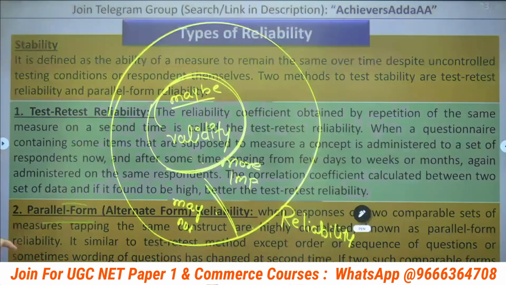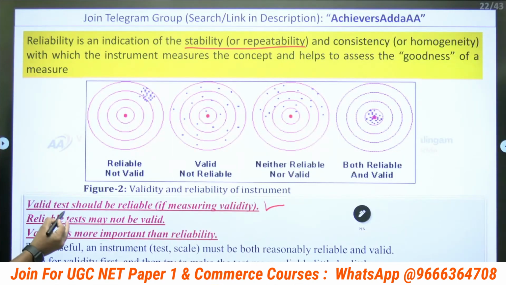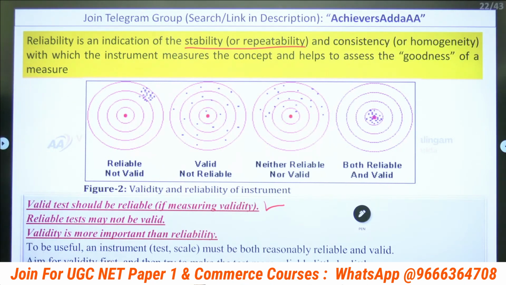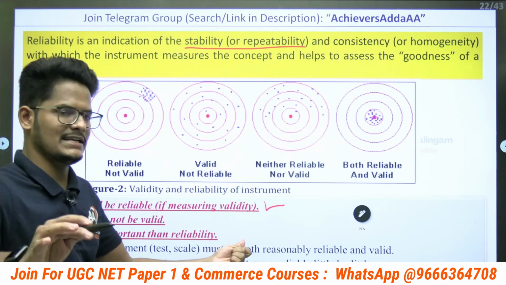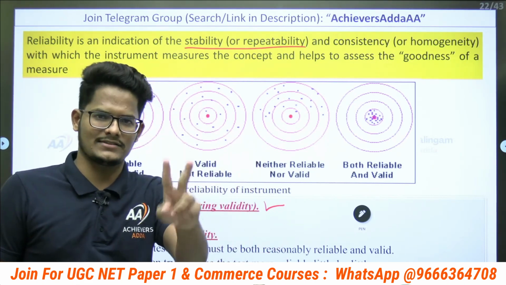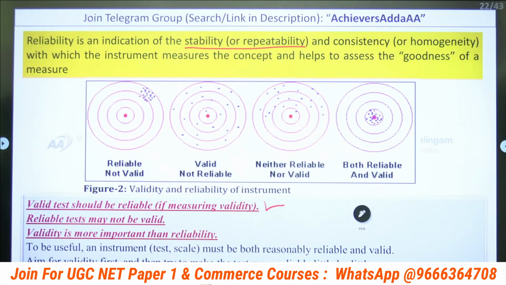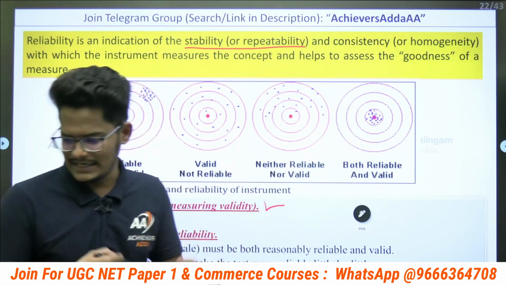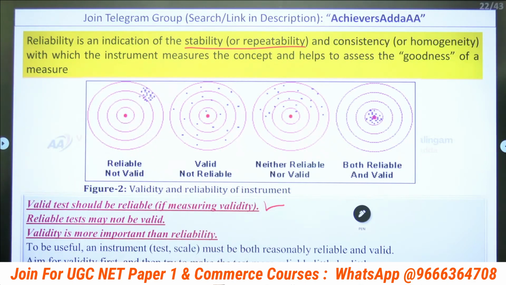Right? So a valid test should be reliable. That is what we learned. A reliable test may or may not be valid, and validity is more important than reliability. To be useful, an instrument must be both reasonably valid as well as reliable, because these are the two important characteristics of research. Aim for validity first, then try to make the test more and more reliable by testing again and again.